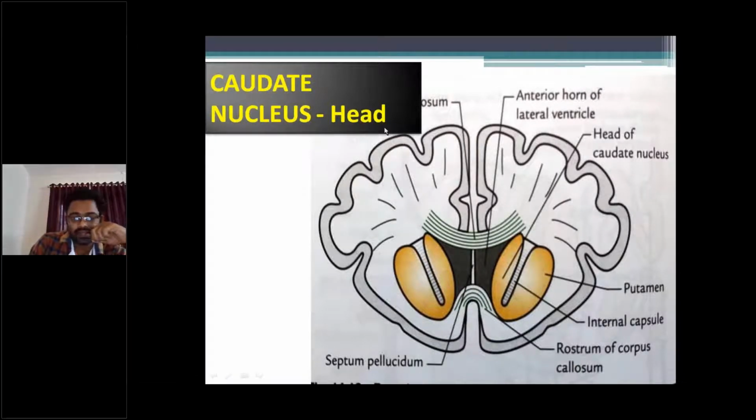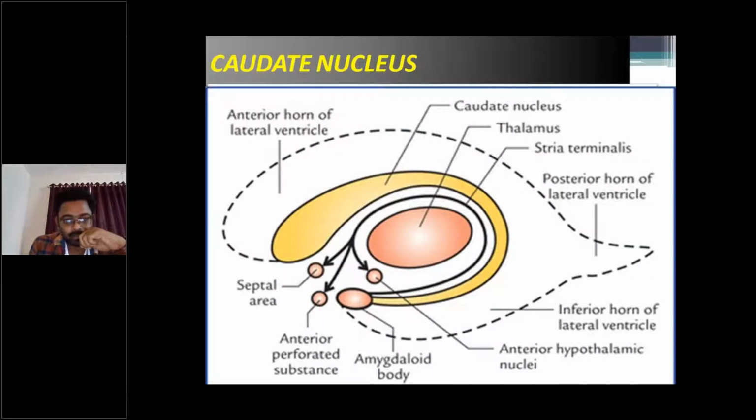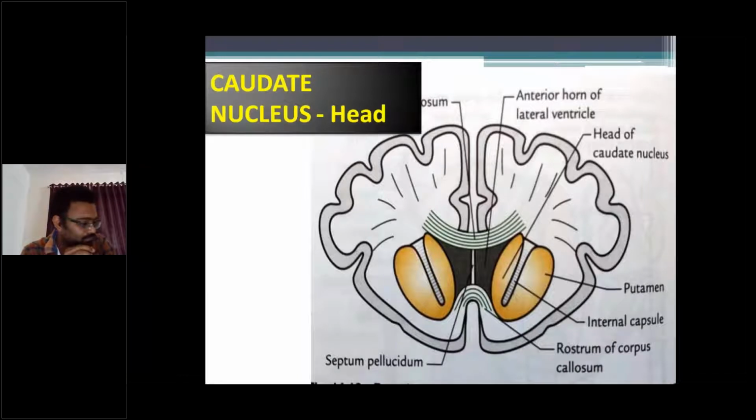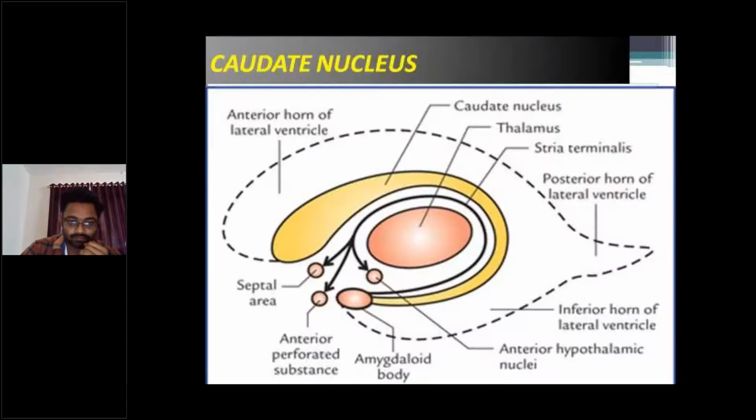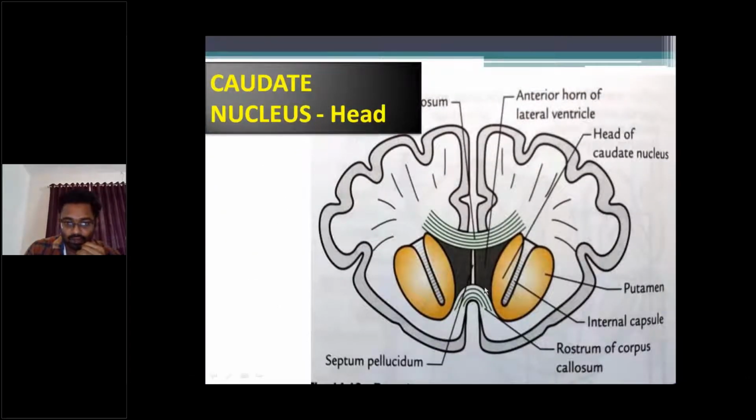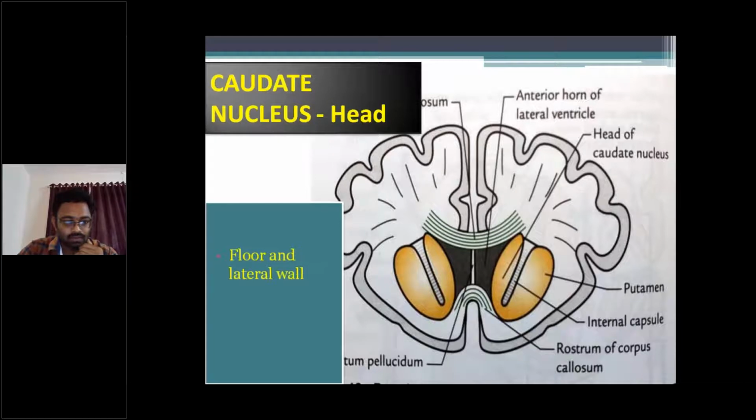So the head of the caudate nucleus is rounded and present in front of the interventricular foramen, and it forms the lateral wall as well as the floor of the anterior horn of the lateral ventricle. Floor and lateral wall.